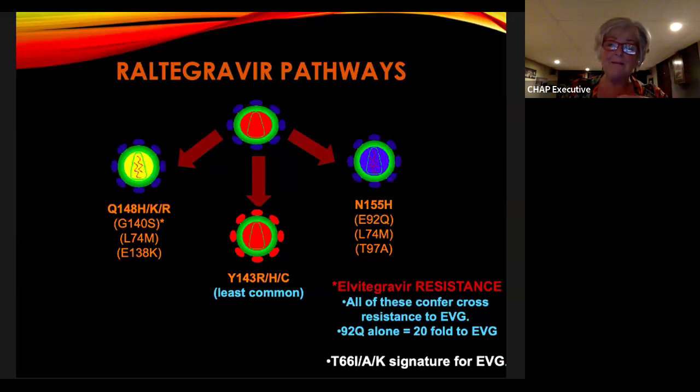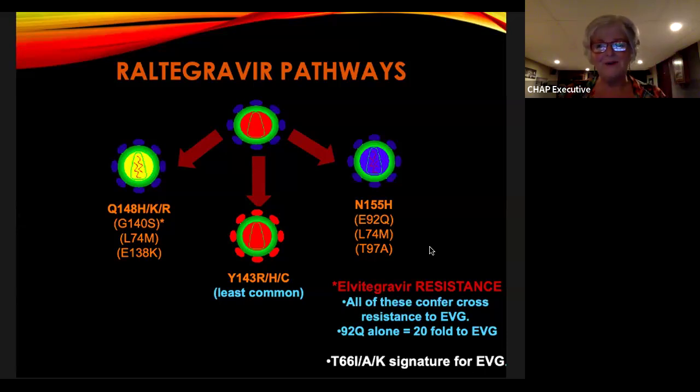So you might want to make a prediction that somebody failing an elvitegravir regimen certainly has the 92Q. I would also throw in the 97A, only because in my own practice, I saw 97A crop up in failures on those particular combinations. So that would be a good guess in somebody who has failed an elvitegravir regimen.